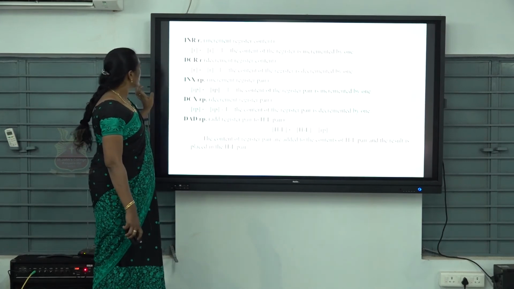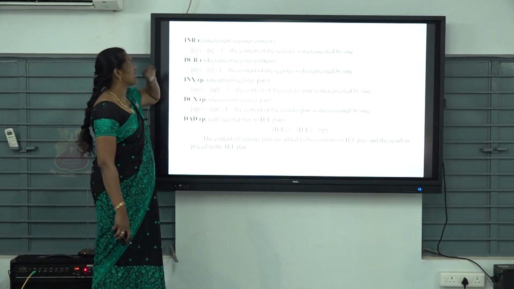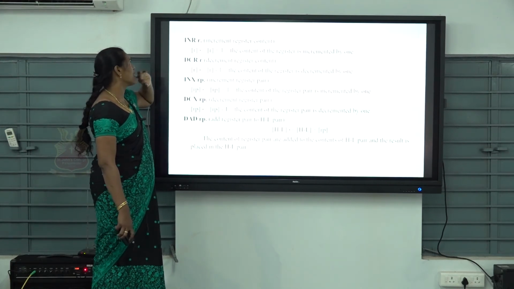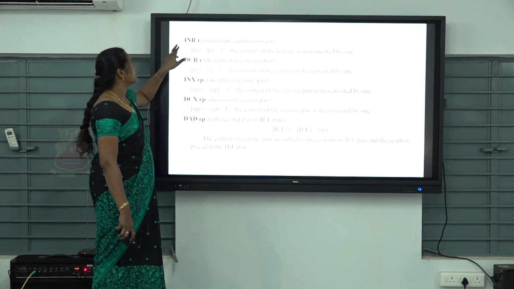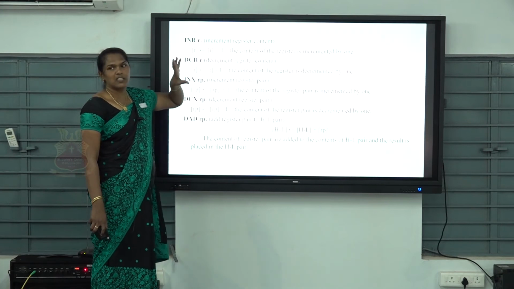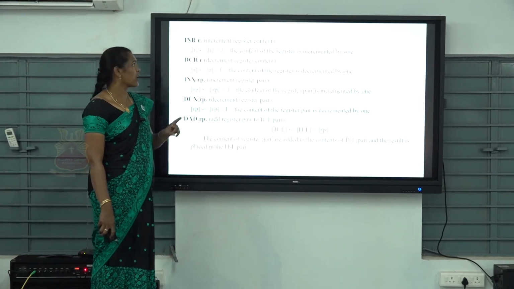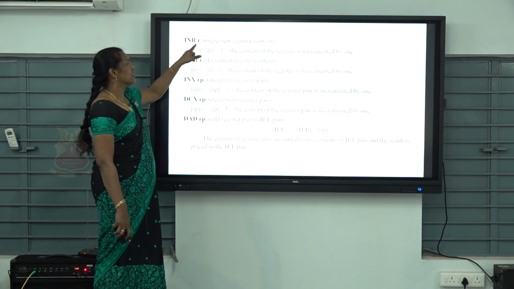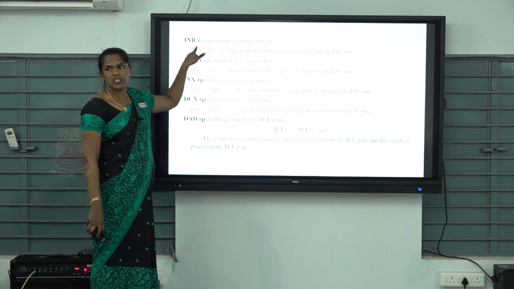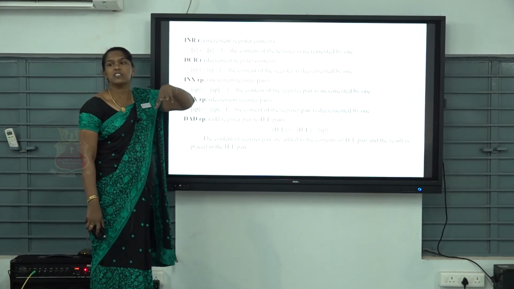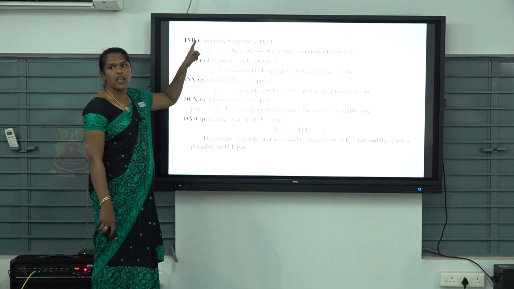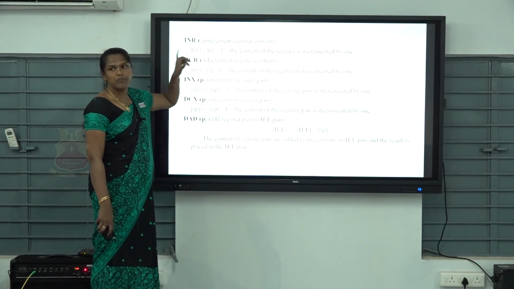Then INR R, such as INR C, D, E, H, L, any 8-bit register may come. So INR C means the content of the register is incremented by 1. Suppose here in INR C, C holds the data 08. After the execution of this instruction, C will change to 09, because INR means it is incremented by 1, if C holds 8 as data.